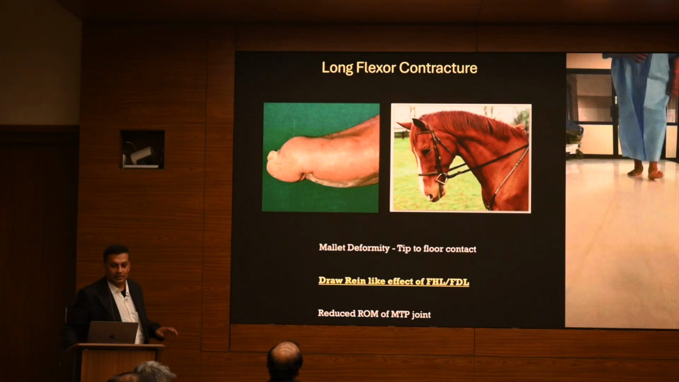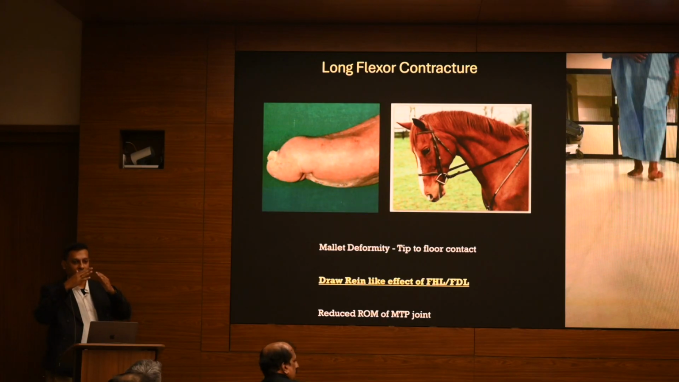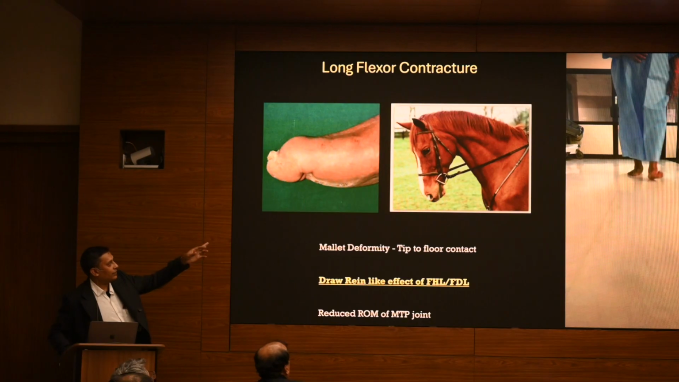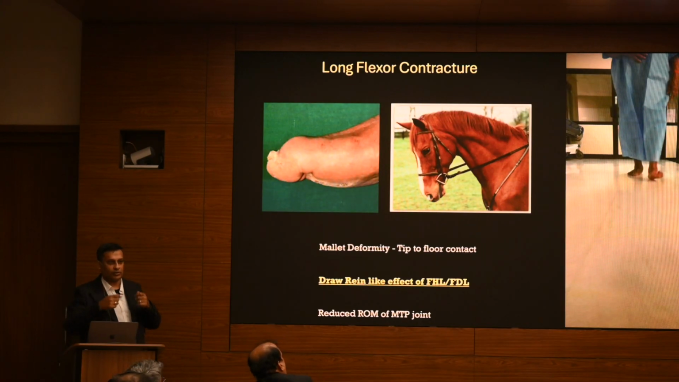So if your intrinsics are not okay, the phalanges will not balance, and everything will go into a Z collapse. If this points this way, the next will point this way, the next will point this way. So it's nothing but what is called a Z collapse. It will just collapse. It's just like the draw rein deformity of the horse, the rein that pulls the horse's head.